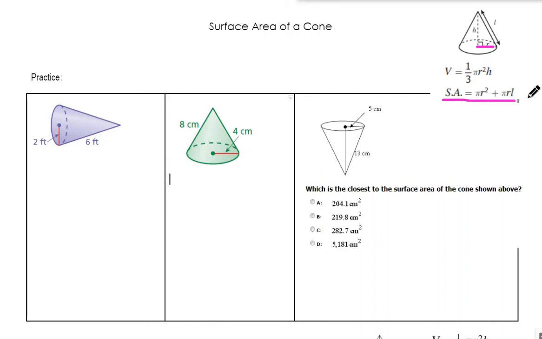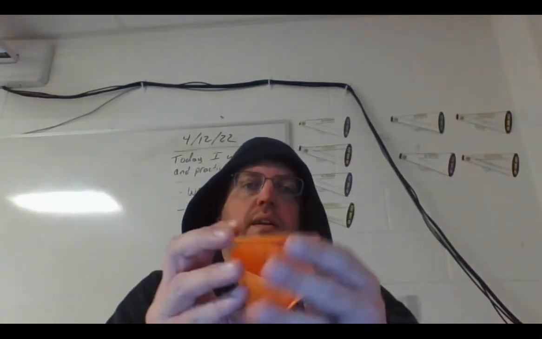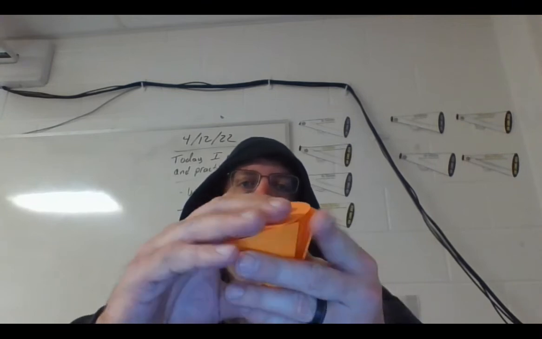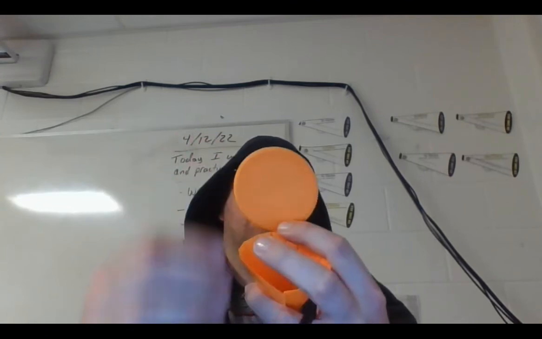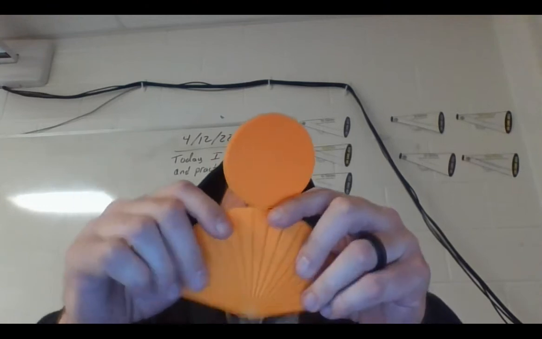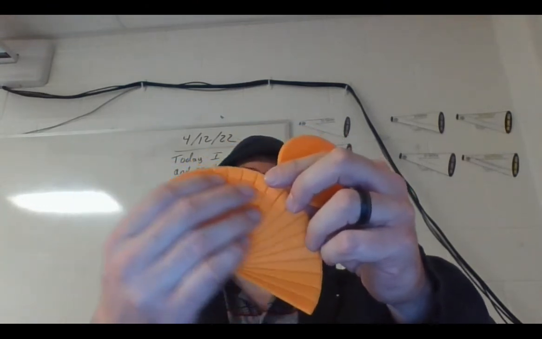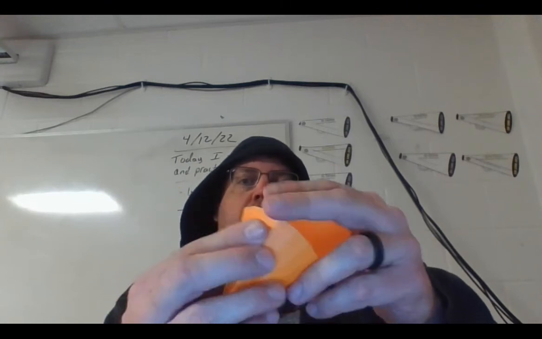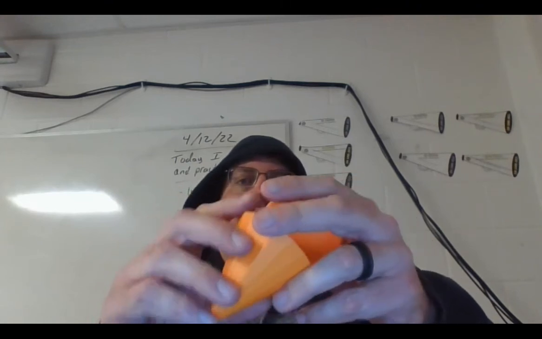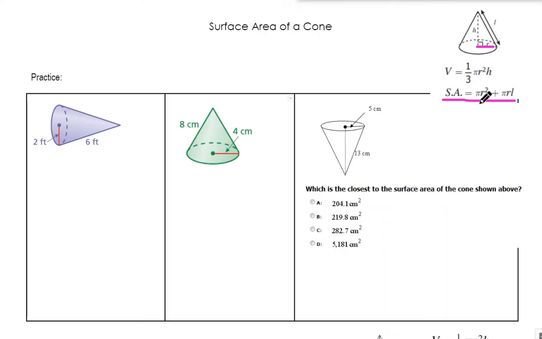Well, if you look on your formula sheet, pi r squared is the area of a circle. And you can see, here's our cone. If I'm finding surface area, I'm finding the whole outside of the cone. So you can see that there's a circle, and we're finding the area of that circle. That's the pi r squared part. The other part is this part. If I opened it up, I'm finding the area of this part of the cone that wraps around. That's where the slant height comes into play. So those are the two parts of our formula, pi r squared plus pi r L.